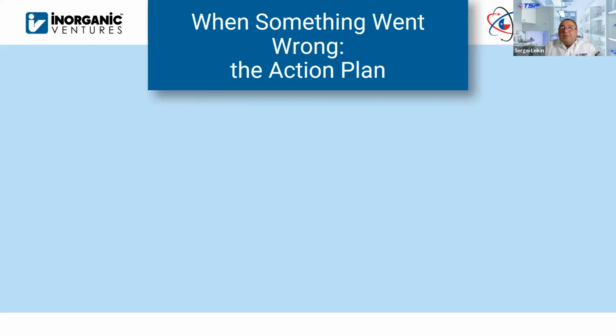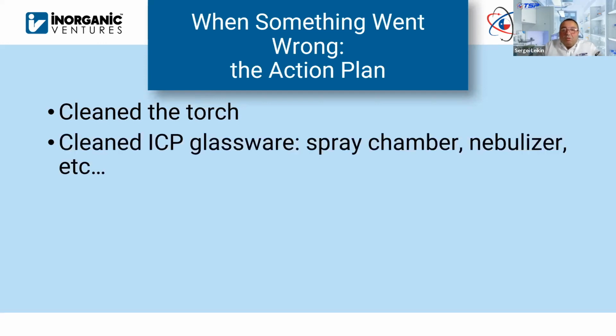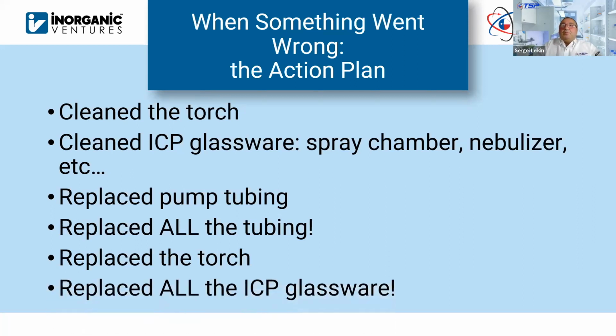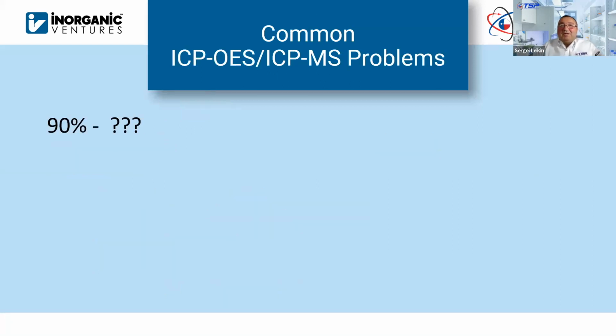So when we run into something like that, here is the typical action plan. We try to clean something: we clean the torch, then we clean all the glassware, then we replace the pump tubing, then replace all the tubing, then we replace the torch, and replace all the glassware. I'm sure every one of us has had such an experience. And then at the end, it's frustrating, but nothing gets fixed.